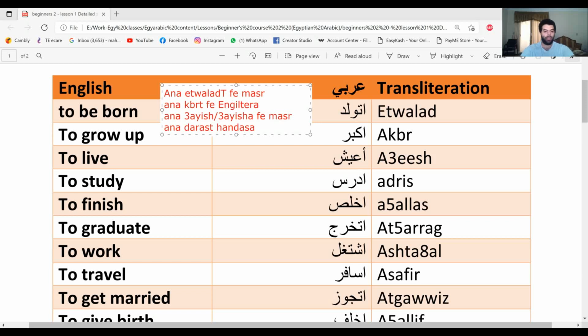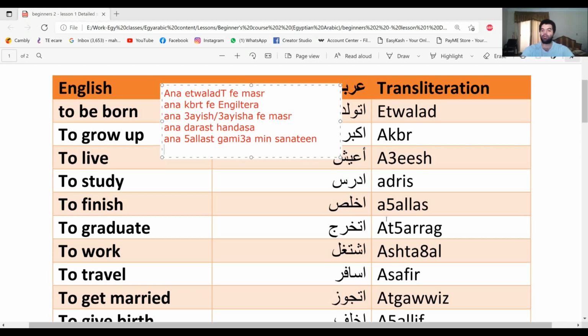Good. And then to finish, like to finish school or to finish whatever, أخلص. So you want to say I finished university, for example. أنا خلصت. Also take away alif and put the T at the end. أنا خلصت جامعة من سنتين. من سنتين is like 2 years ago. Of course, that's not true. I finished in 2013.